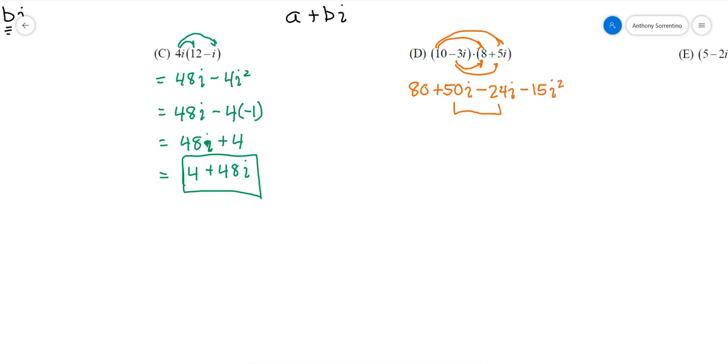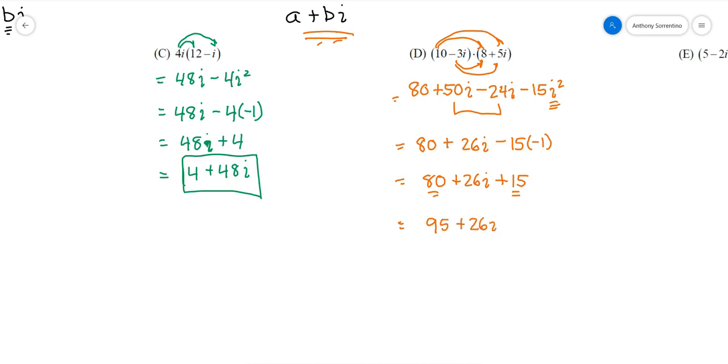These are like terms. So I can say that 50i minus 24i is going to give me 26i. But again, this i squared is not part of the structure of a complex number. I have to get this eventually in a plus bi format. Again though, i squared is the same thing as negative 1. So this is the same thing as having 80 plus 26i plus 15. And now these are like terms because they're both just real numbers. So I'm going to have 95 plus 26i.